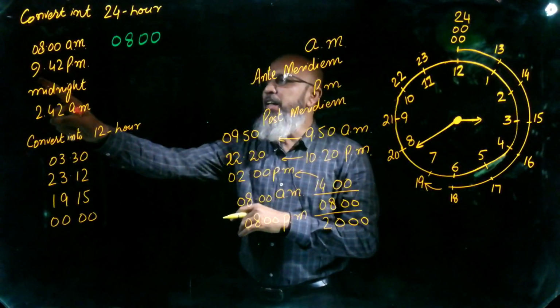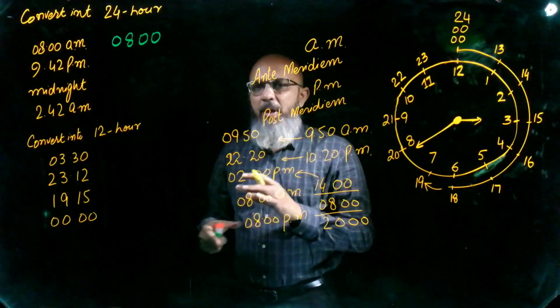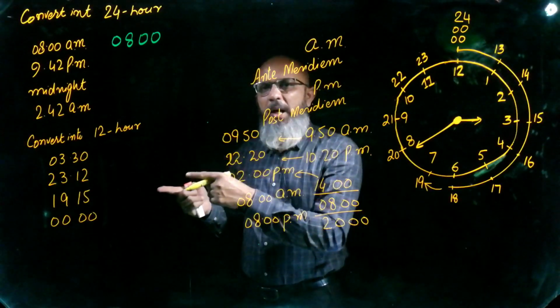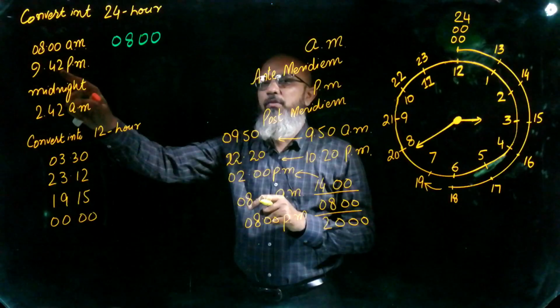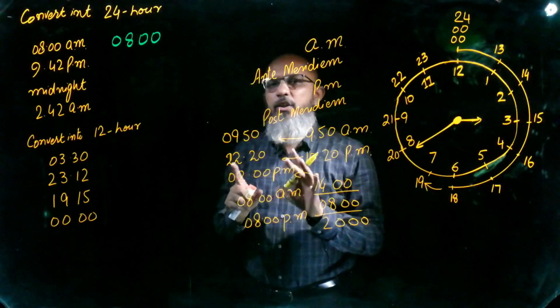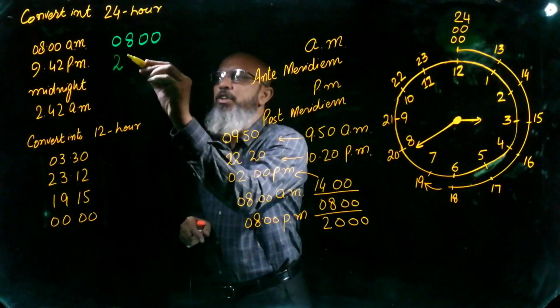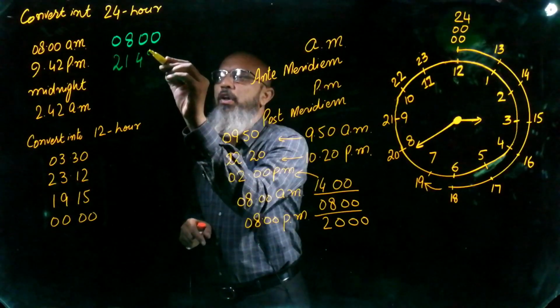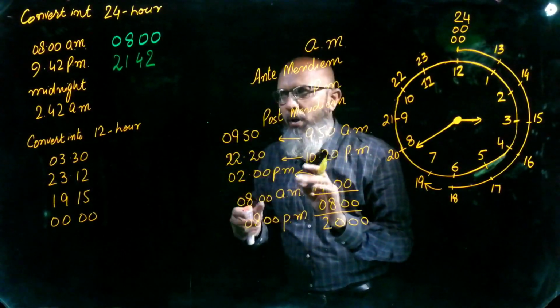So that is 9:42 p.m. That is PM. PM means now you have to add 12. Now you have to add 12 hours to 9:42. When you add 12 to 9, what do you get? You will get 21. So your answer is 21:42, and we will not write AM or PM in the 24-hour clock.